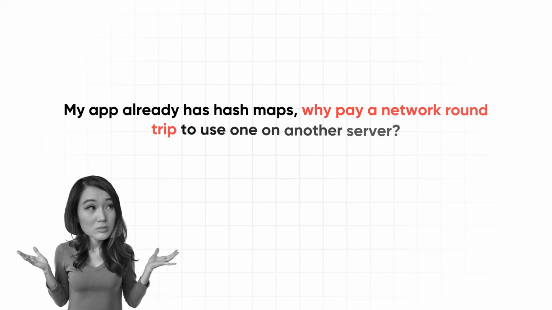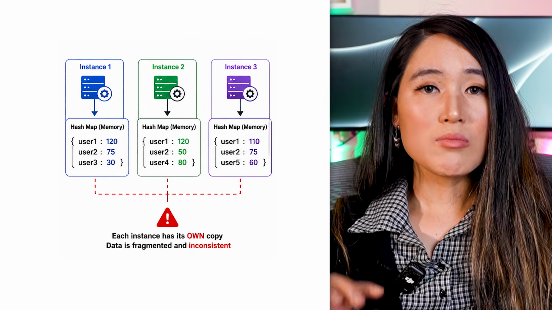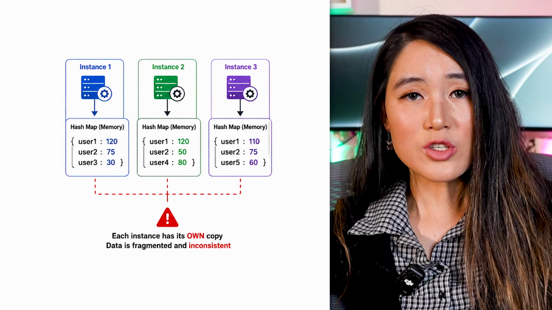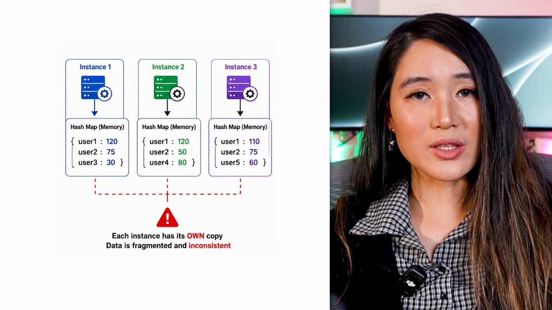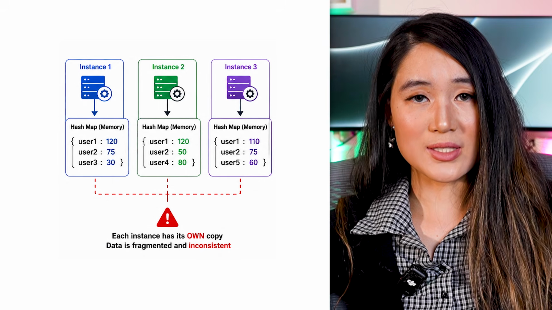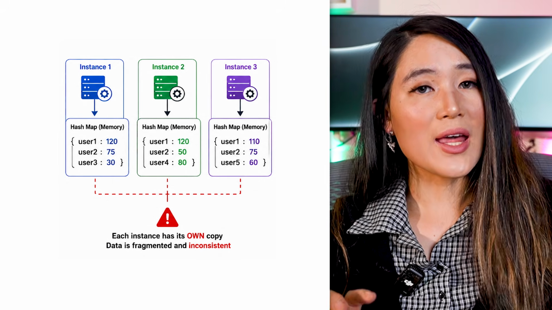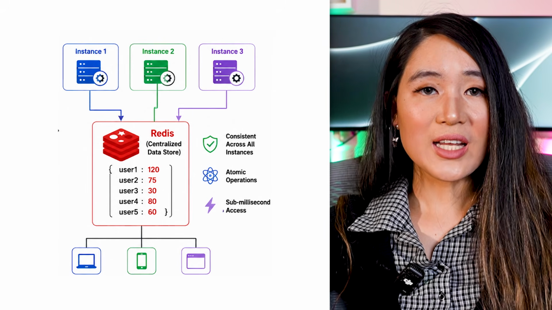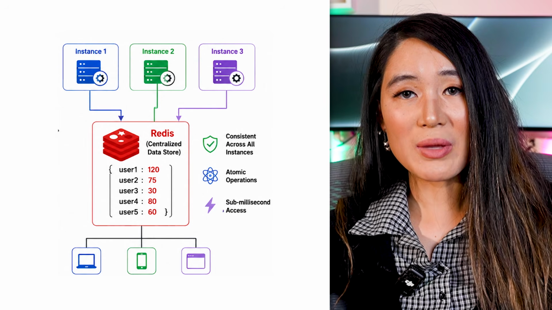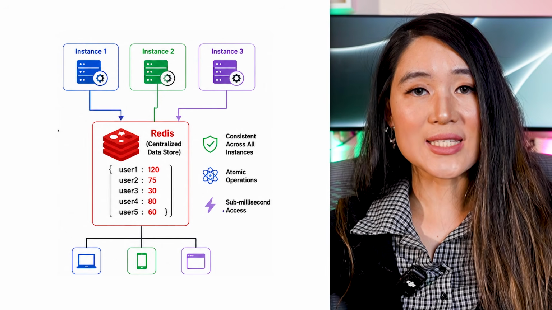Now, a fair question you might have is, so my app already has hash maps, why pay a network round trip to use one on another server? The answer here is shared state. The moment you run more than one instance of your service, which is every production system out there, an in-process hash map fragments. Each instance has its own copy and they might disagree. Redis gives every instance one consistent atomic view of that data with sub-millisecond access.